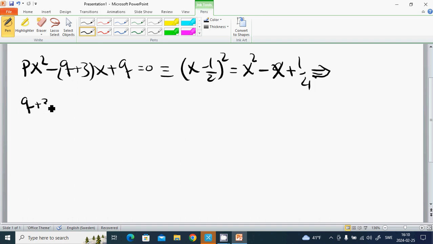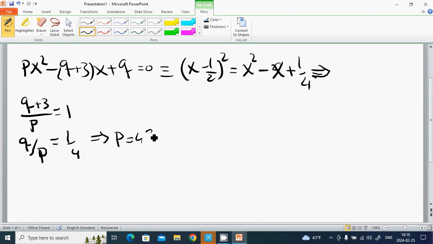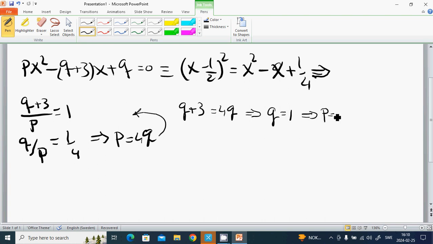Then q plus 3 divided by p equals 1, and q divided by p equals 1/4, and here p equals 4q, and put it here, it is q plus 3 equals 4q, then q equals 1, and p equals 4.